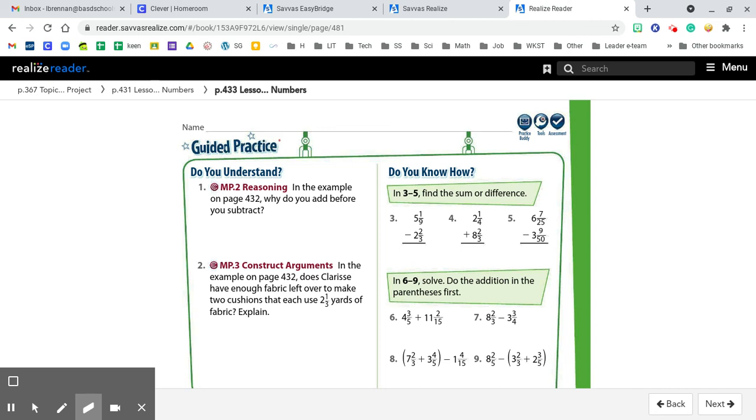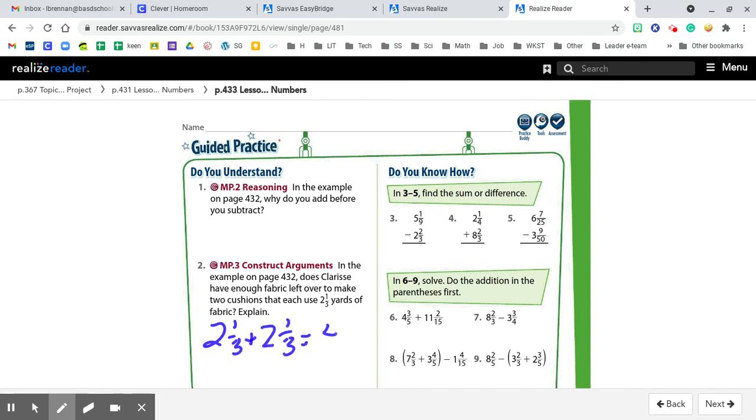And number 2, in the example on page 432, does Clarice have enough fabric left over to make 2 cushions that each use 2 1/3 yards of fabric? Explain. So if you need to figure out how much does she need, 2 1/3 plus 2 1/3 would equal 4 2/3. And 4 2/3 is way more than what she had left, which was 3 and 11 twelfths. So no, she won't have enough.